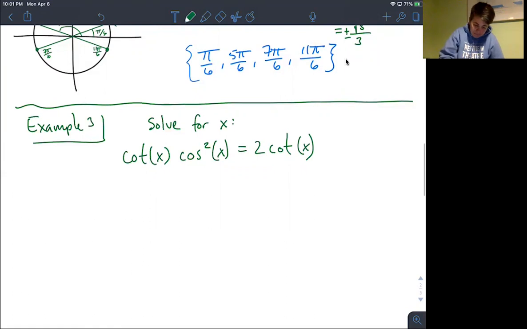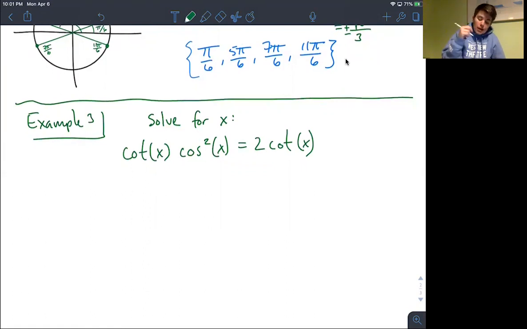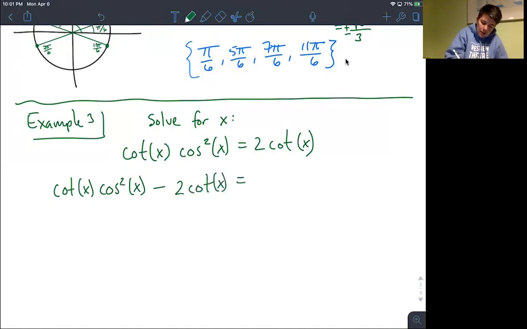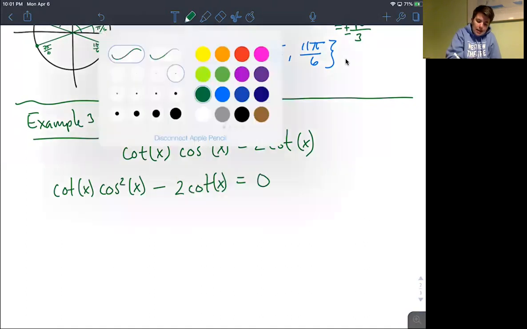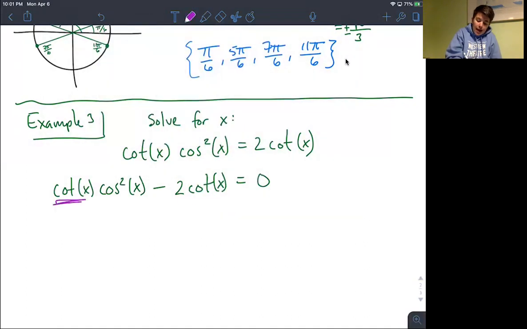So here we go. What I am going to do is move this guy back over here on the other side. The reason I'm going to do that, you'll see in a second. So I'm going to change this to cotangent of x times cosine squared of x minus 2 cotangent of x equals 0. Now what I see is that both of them have cotangent of x.